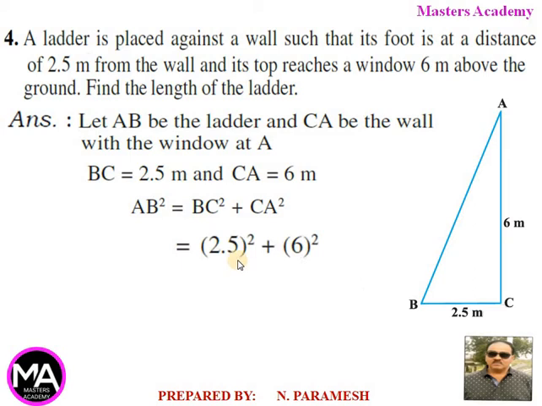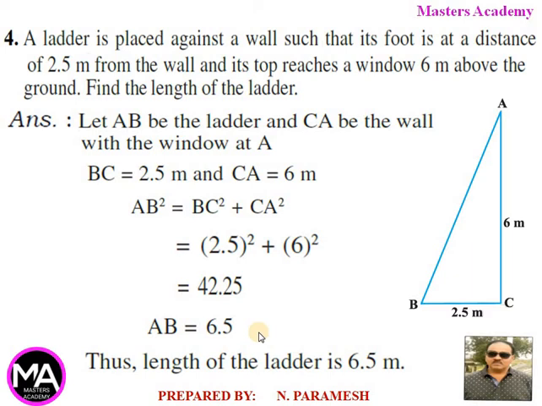Substitute the values. 2.5 whole square plus 6 square is equal to 6.25 plus 36, which is equal to 42.25. AB is equal to root 42.25 is equal to 6.5 meters. Thus, the length of the ladder is 6.5 meters.